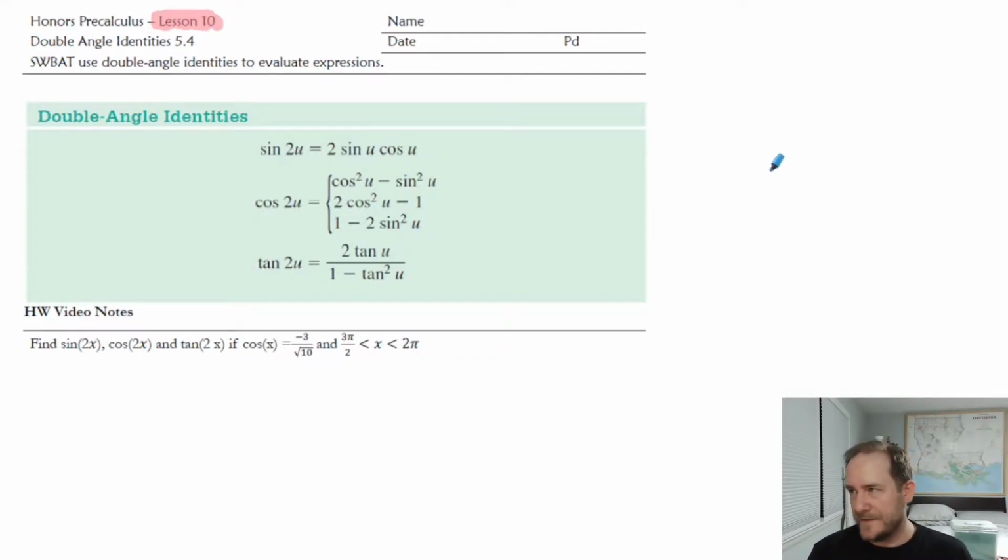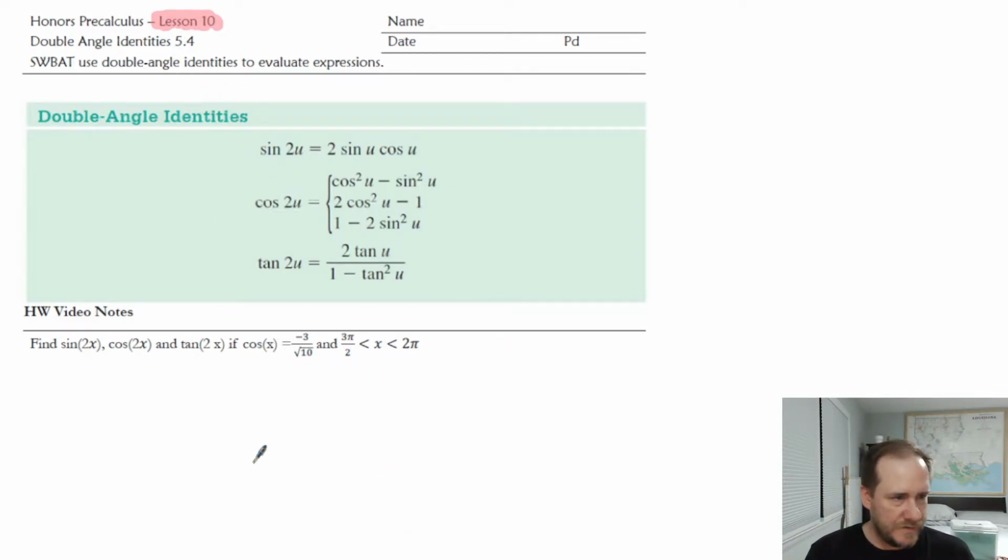So lesson 11 was verifying identities. Lesson 12 was solving equations. And they kind of got all of our attention. But lesson 10, that stuff's on the quiz too, so we better make sure we got it.